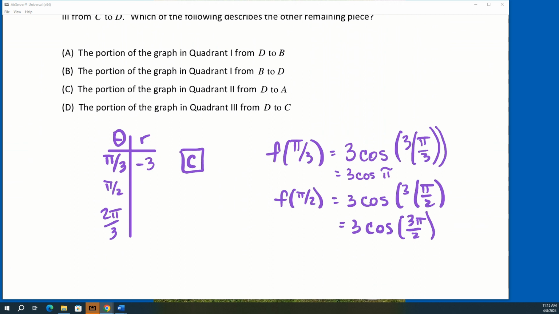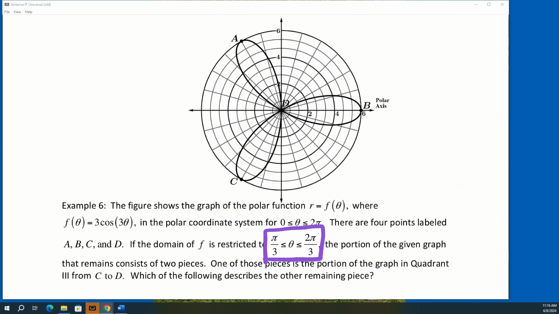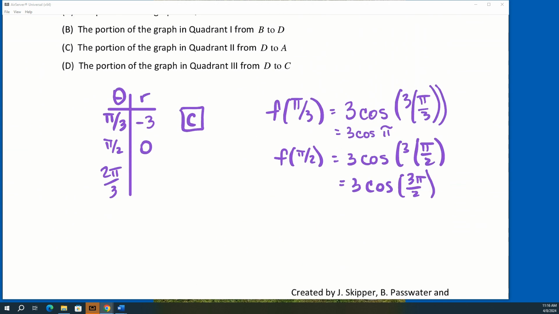All right, the cosine of 3 pi over 2 is 0. 0 times 3 is 0. Anytime r is 0, it's going to be at the middle, at the pole. So that is D. All right, so that's the first piece from C to D. All right, let's see what happens with 2 pi over 3.